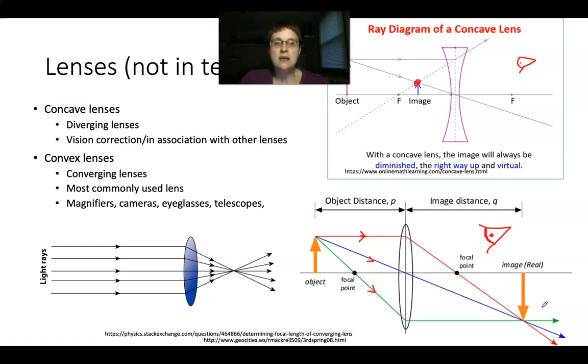It does make the image, though, real. So you could put a screen over here and view the image. This is actually how projectors work. So projectors are another place that you'd find convex lenses. And so you do have a real image because this is where the light is. The light has traveled through the lens and appeared on the other side. There is the small problem that your image is upside down, but there are ways to fix that.